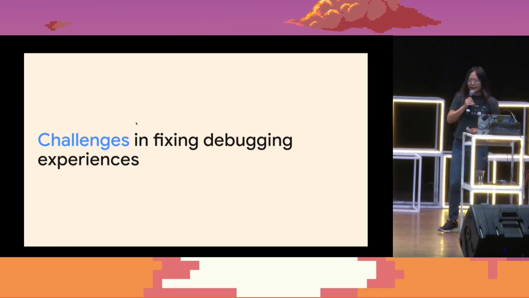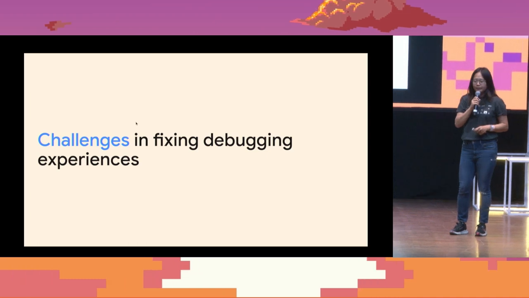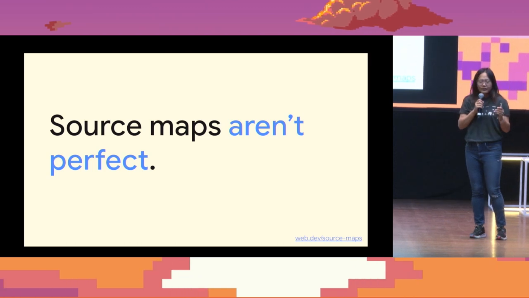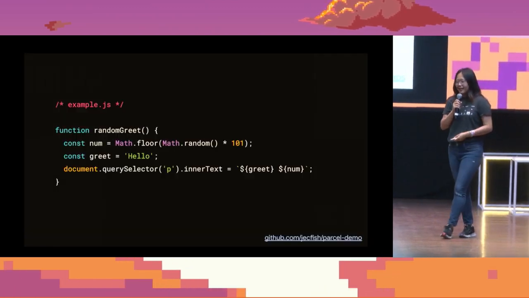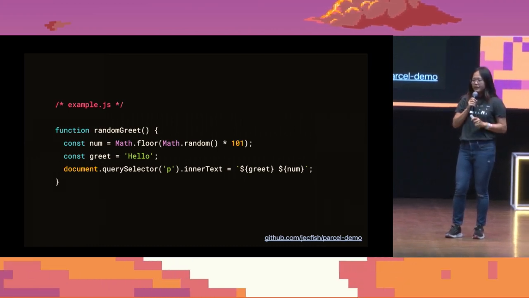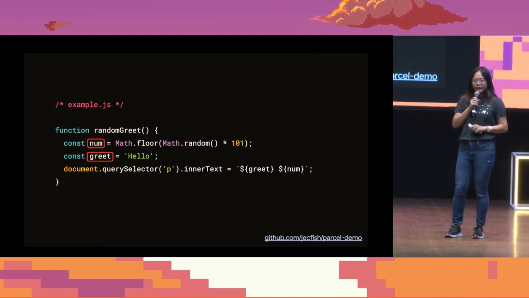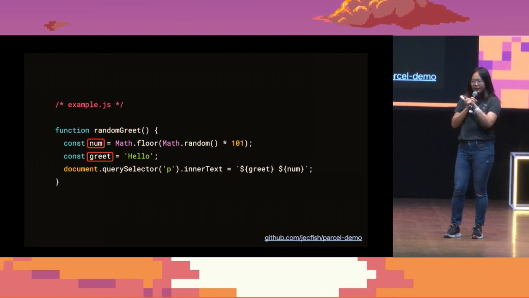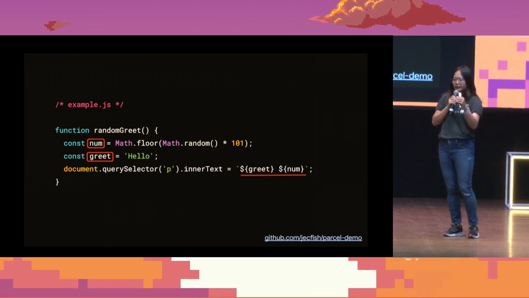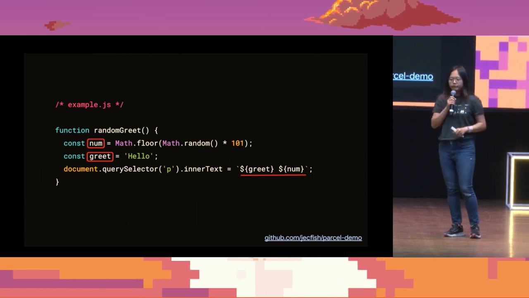OK, next, let's talk about some challenges in fixing the debugging experience. Source map is great, like I showed you just now, but source map is not perfect. For example, let's take a look at this random greeting example. In this function, I have two variables: one is the number variable, one is the greeting variable. The greeting variable is a static string of hello. And then we use both of these to put into the paragraph's inner text, greet and number.